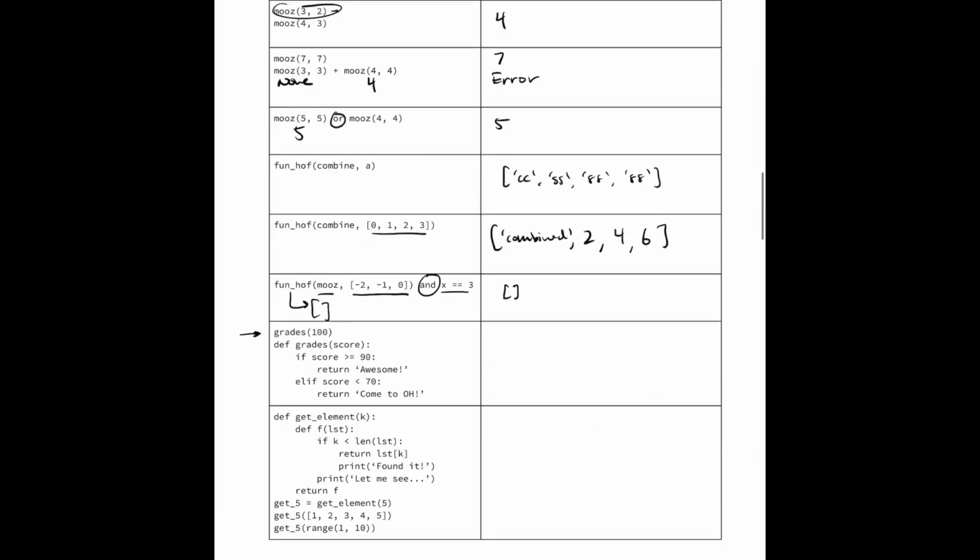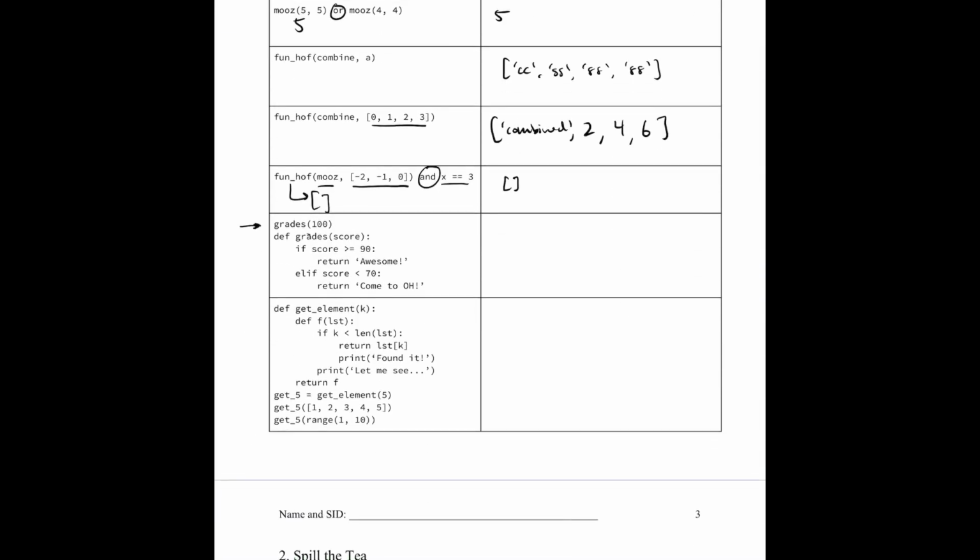But I don't see a grades up here. I know that there's a grades down here just because I see it, but Python doesn't know what's beyond this line, right? So this is actually going to error, because Python's not going to be able to find anything called grades, and it's not going to be able to call a function on nothing.